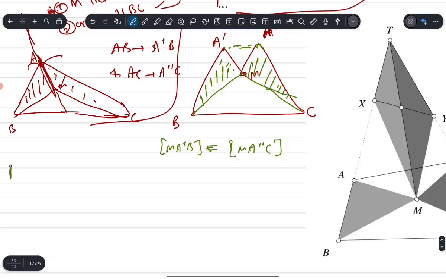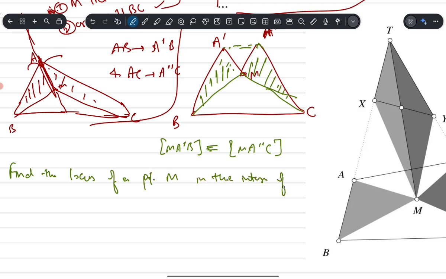Let me just say, find the locus of a point M in the interior of a quadrilateral ABCD such that MAB equals MCD.